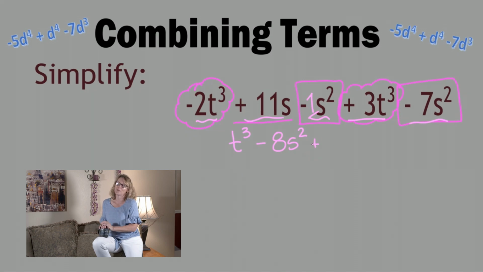Let's not forget about the lonely 11s. Even though he doesn't get combined, we still need to make him part of the answer. T cubed minus 8s squared plus 11s. It's in proper form with the highest exponent first. Let's circle it and move on.